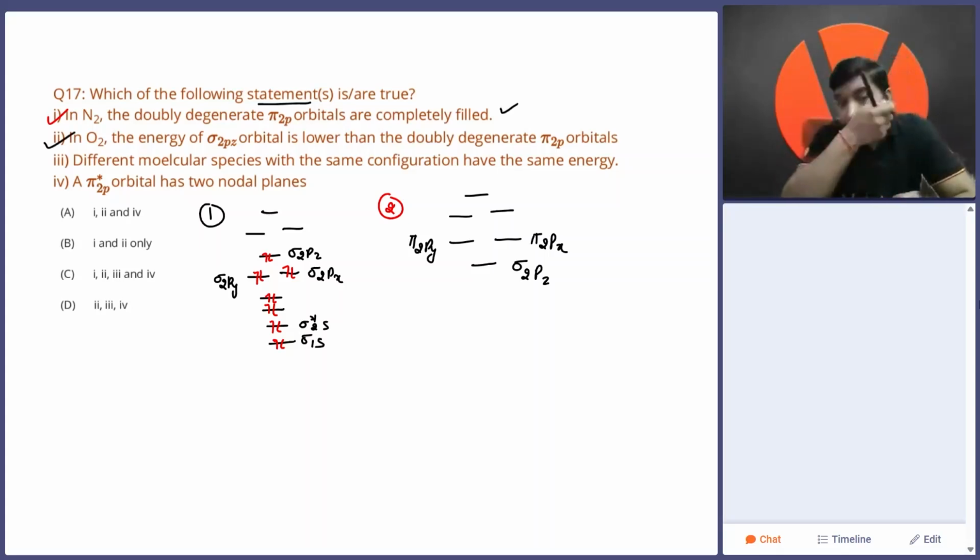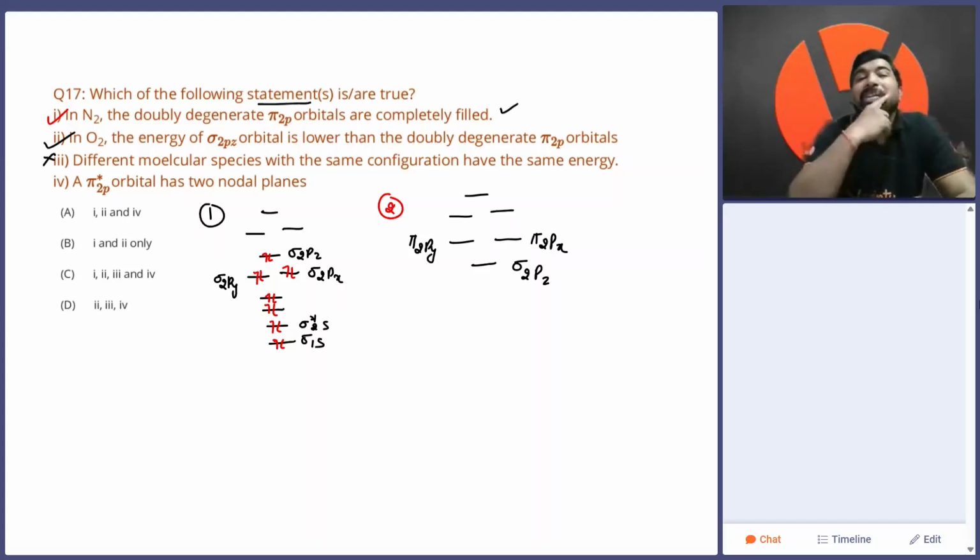If we talk about the third, different molecular species with the same configuration have the same energy. No, actually energy also depends on the interaction between the nuclei of the two atoms. If the interaction is more, then the stability is more. So in this case, the energy also depends on the nucleus.